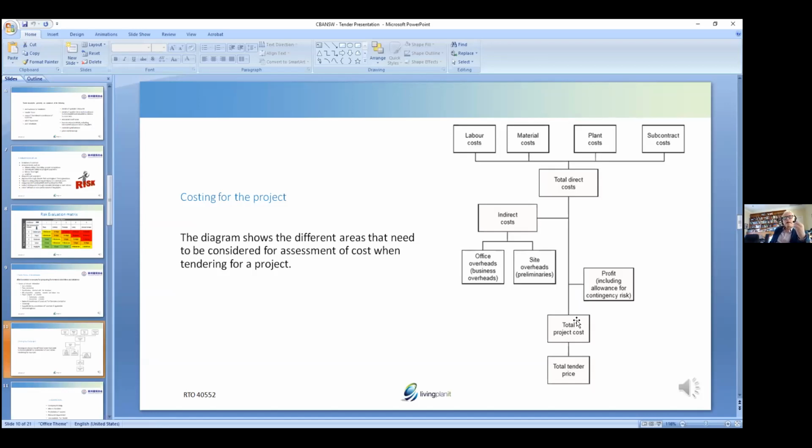So profit will vary. If we've got a lot of work, if we've got a lot of projects on, we're going to increase our profit margin because we can't handle every single job. So we want to get the ones that are a good profit margin. So it's going to vary.